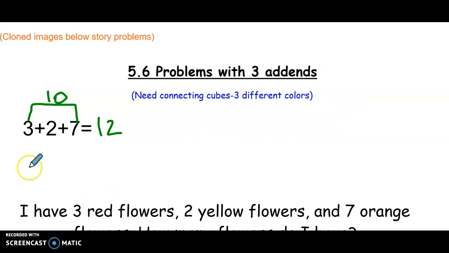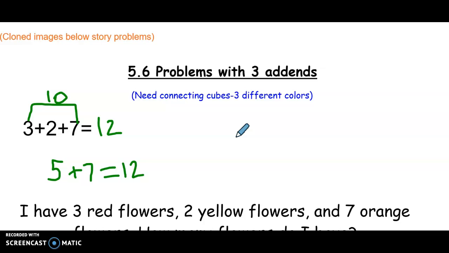Another way you could solve would be to take 2 of the numbers and add them together so that you can have 2 addends instead of 3. So for example, maybe you're going to do 3 plus 2 is 5. Maybe you want to make these smaller numbers into a large number. Then you do 5 plus 7. So now you're just working with the 2 numbers instead of the 3. We're still going to come up with the same answer there.